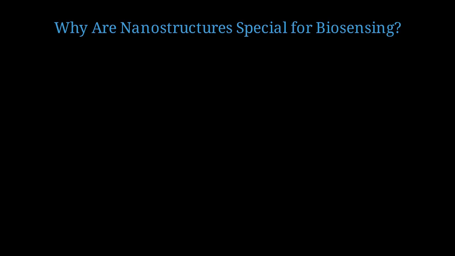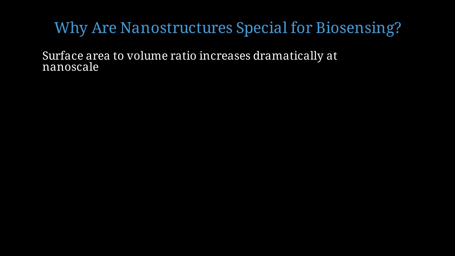Now you might ask, why are nanostructures so special for biosensing? What makes them different from regular sensors? The answer lies in physics. At the nanoscale, the surface area to volume ratio increases dramatically. This means more surface area is available for biological molecules to interact with. For a sphere, the surface to volume ratio is 3/r. As r gets smaller, this ratio gets larger. This is inversely proportional to size.